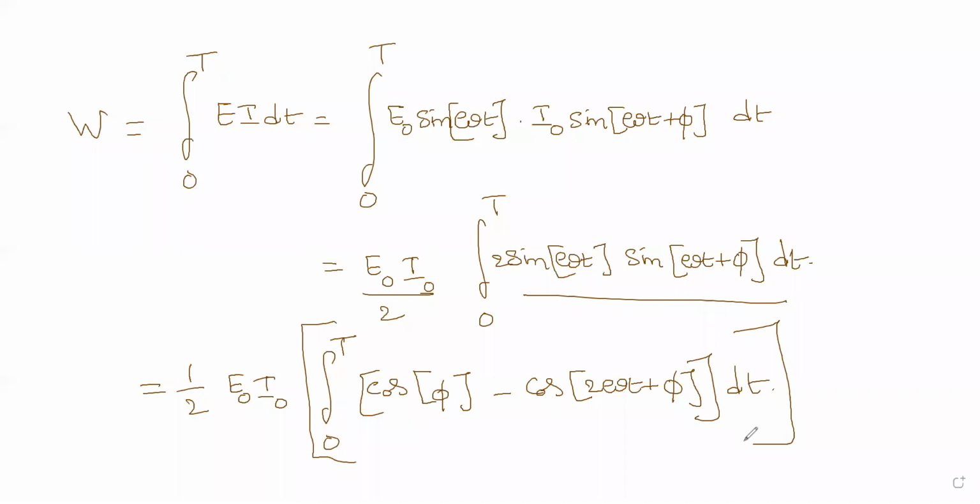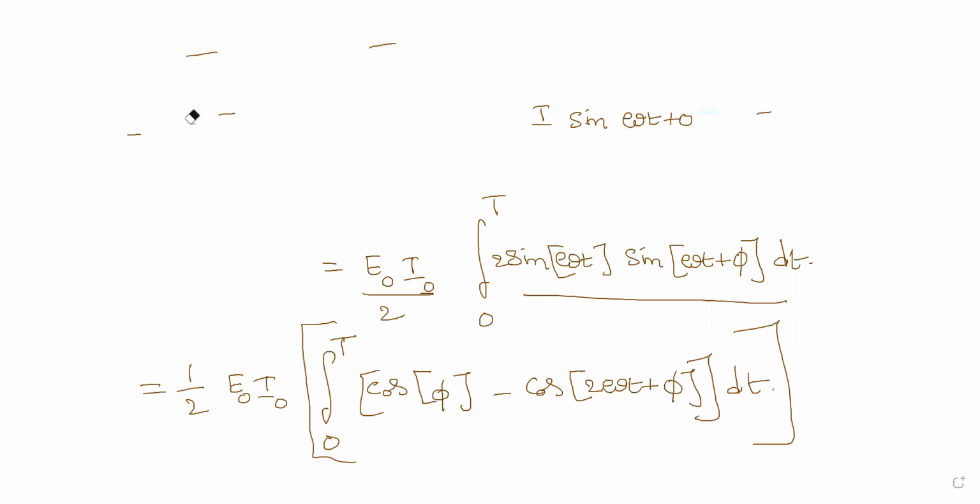Noted. Okay, now let's clear this. So what we're calculating is the work done first, work done in the circuit. So it is half E naught into I naught. Here this cos phi is common. The cos phi is a constant.